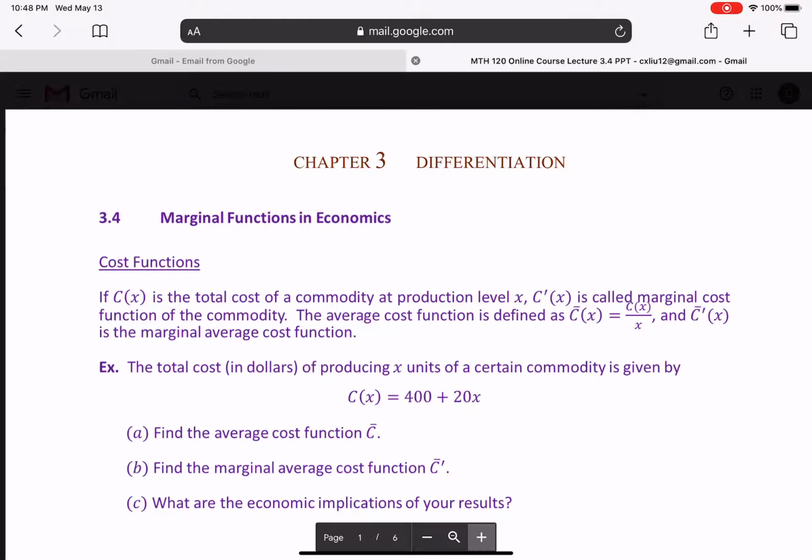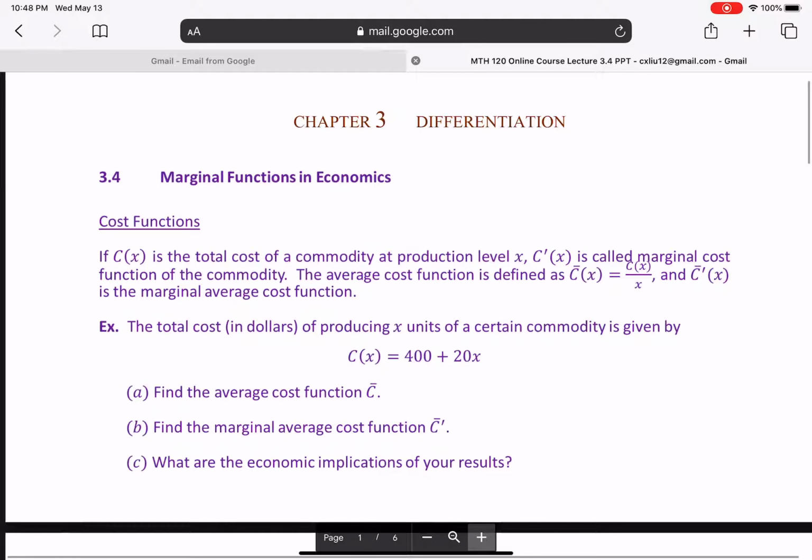Hello. Today we're going to talk about the 3.4 marginal functions in economics. So this is the application of derivative in economics. Let's start from cost functions. If C of X is the total cost of a commodity at production level X, C prime is called the marginal cost function of the commodity.